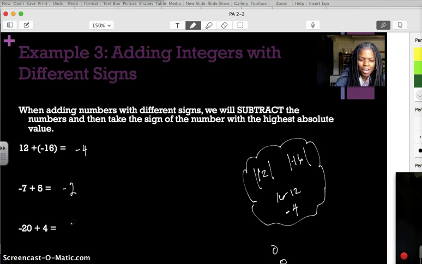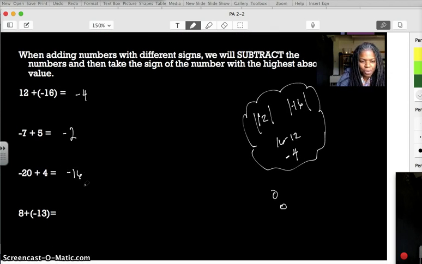-20 plus 4 is really just a subtraction problem that gives me 16. Since 20 has a negative in front of it, we're going to put a negative. Oh, good, there's another one. Okay, so 8 and still negative. Oh man, I messed up. I made all of these negative answers.